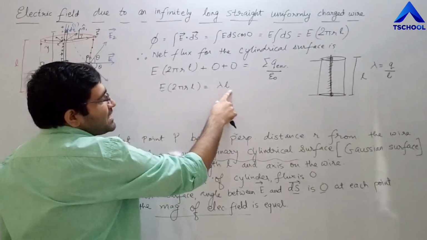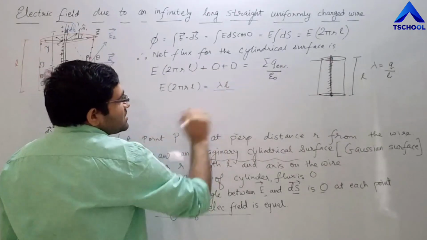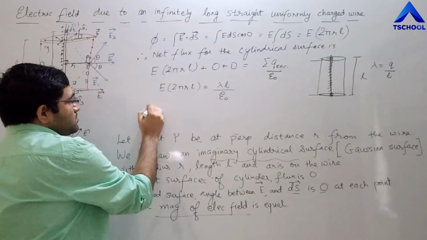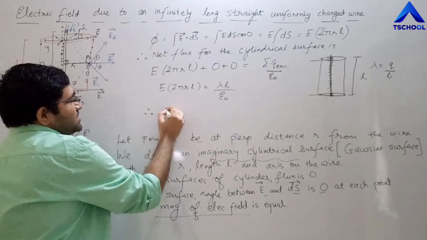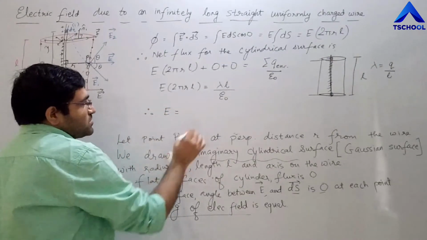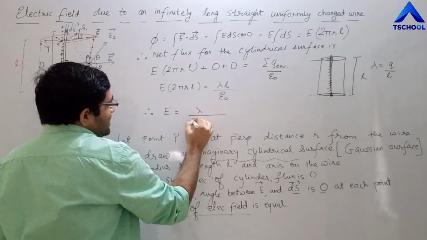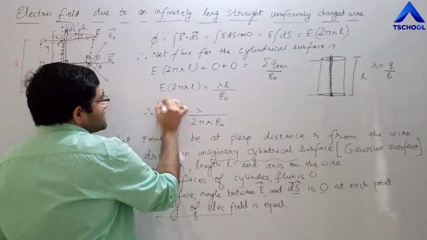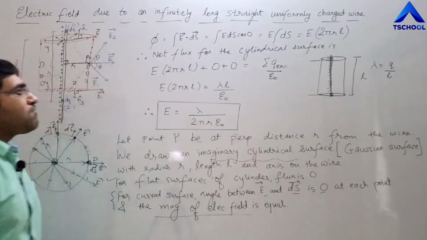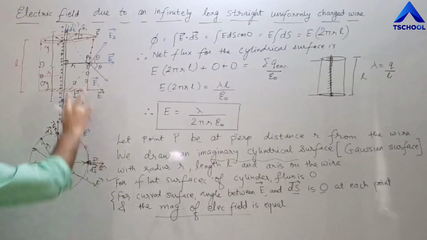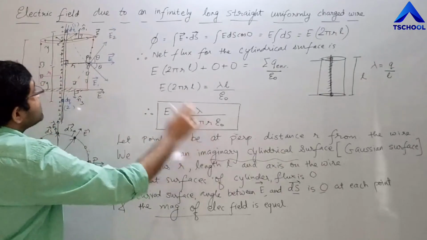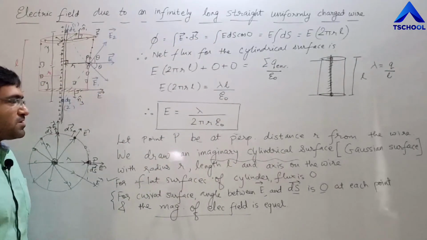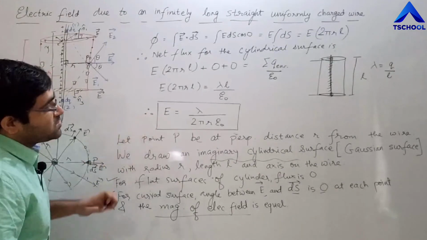So Q is going to be lambda L, that's the charge inside it, divided by epsilon 0. So finally, we get E is equal to, well, L is cancelled, E is equal to lambda by 2 pi r epsilon 0. That is the magnitude of the electric field at a distance r from this long, straight, uniformly charged wire. Again, this is the magnitude.